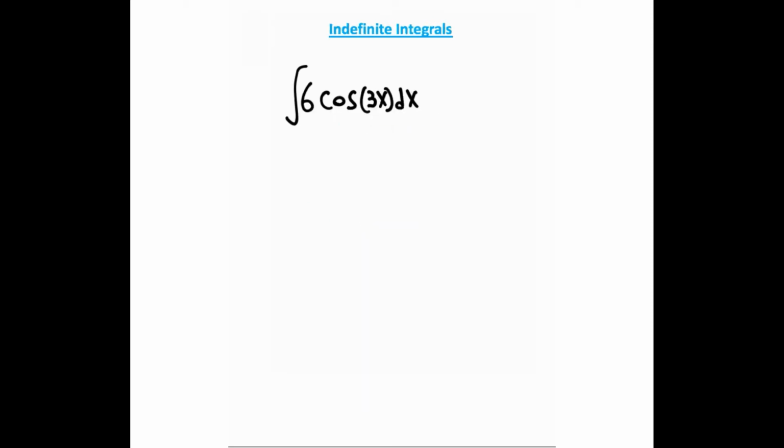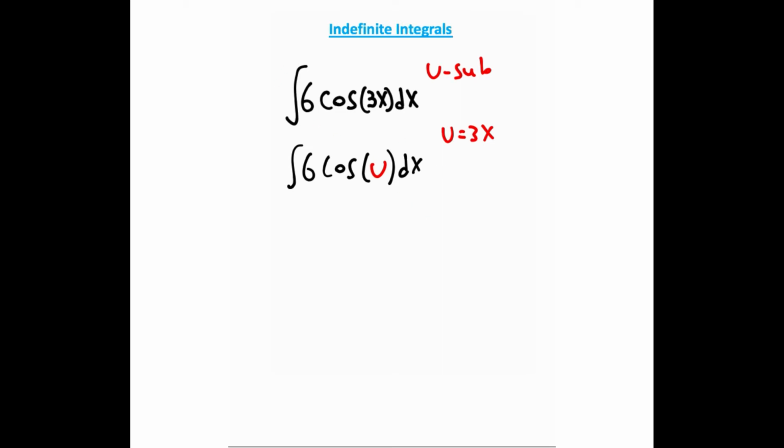So let's now try an indefinite integral. And an indefinite integral is where we have to do a plus c. But notice that I have a function within a function right here. So this is going to be a little bit hard to deal with. So what I'm going to want to do is something called a u sub. And a u sub is where we make part of our function equal to u. So in this case, I'm going to make it that 3x within the cosine.